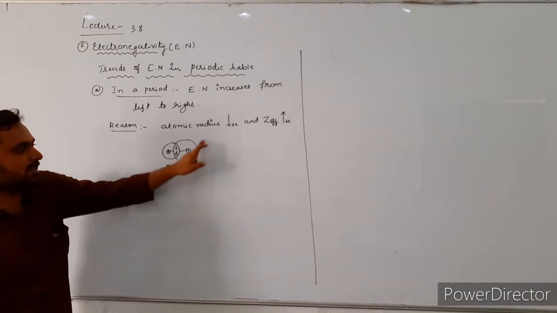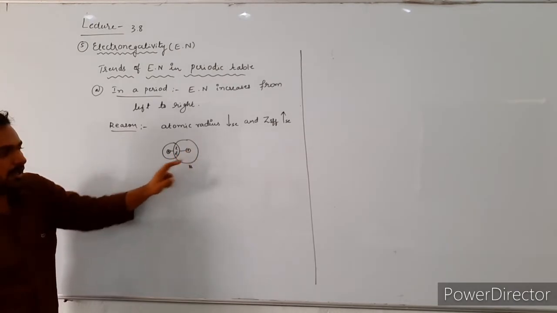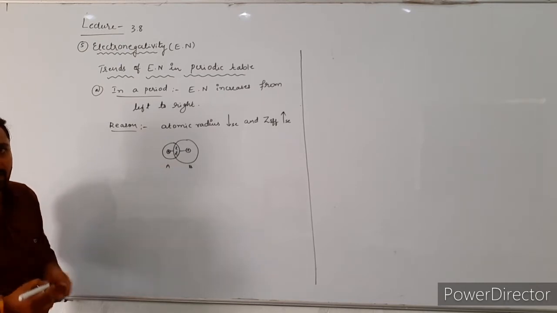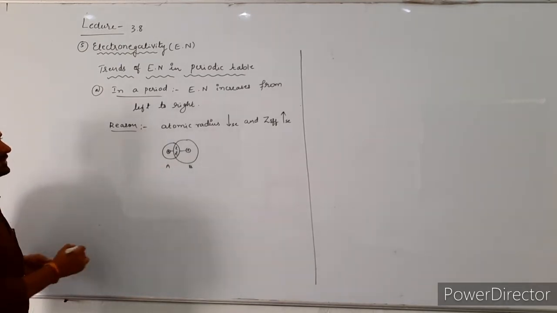As atomic radius increases, electronegativity decreases. Small sized atoms have more electronegativities than large atoms.